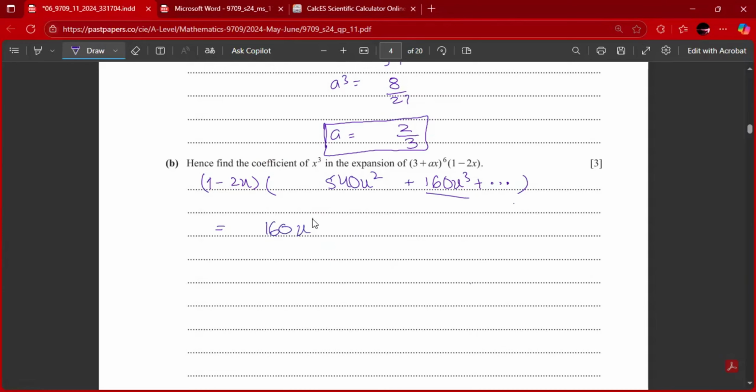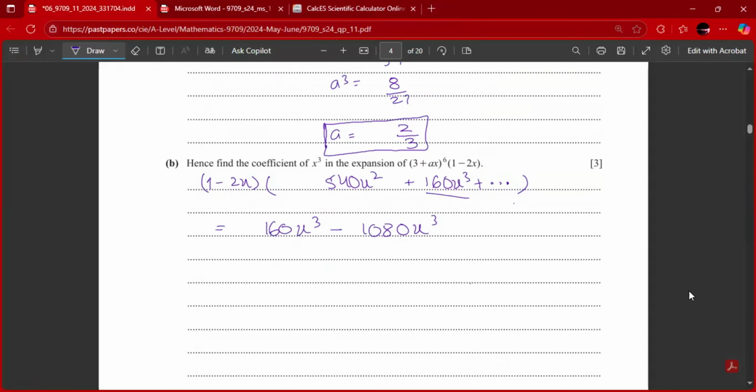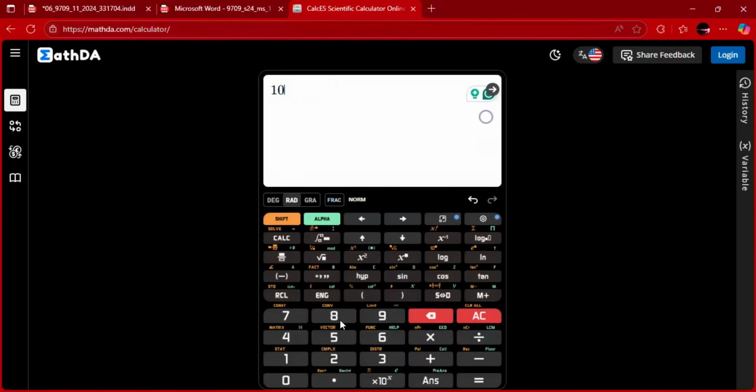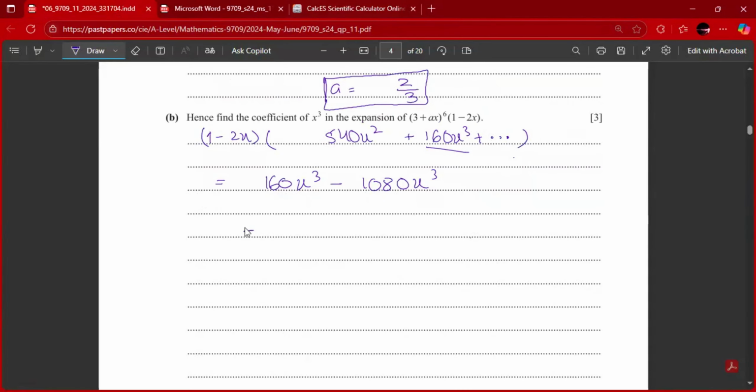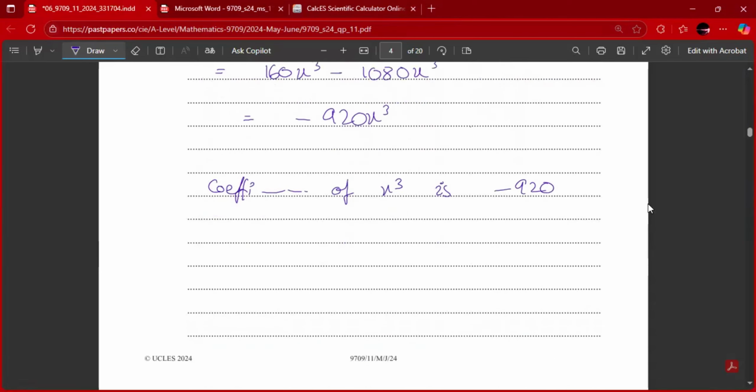160 x cubed minus 2 into 540, 1080 x cubed, if I'm not wrong. Let me just get it. Now we have to do this fraction. 108. 920. Negative 900. Negative 920x. Just add that and write coefficient of x cubed is minus 9. Just the finishing touches.